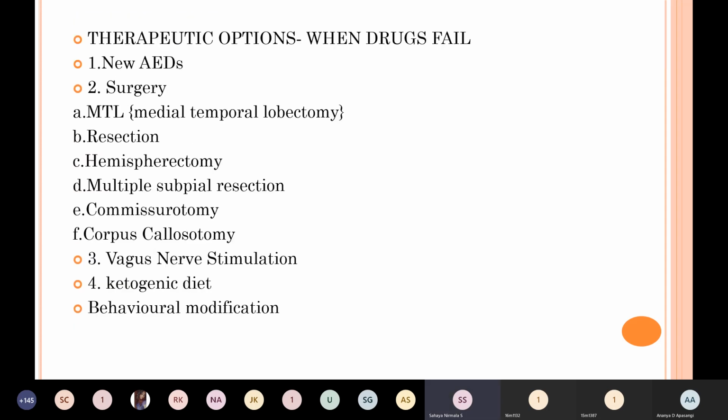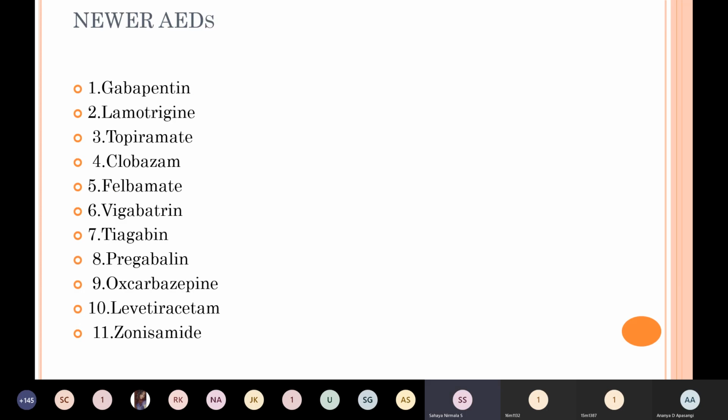So these are the list of some of the newer anti-epileptic drugs: gabapentin, lamotrigine, topiramate, clobazam, felbamate, vigabatrin, tiagabine, pregabalin, oxcarbazepine, levetiracetam and zonisamide. So these are some of the newer anti-epileptic drugs.